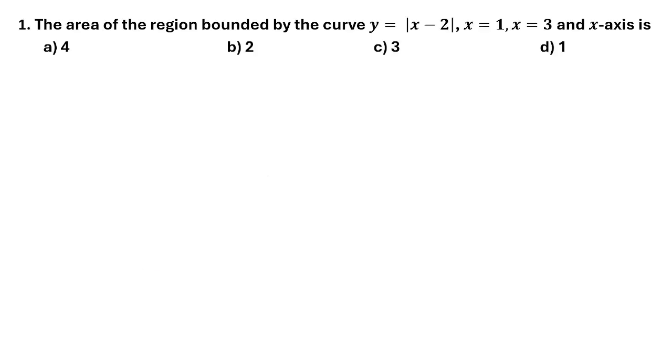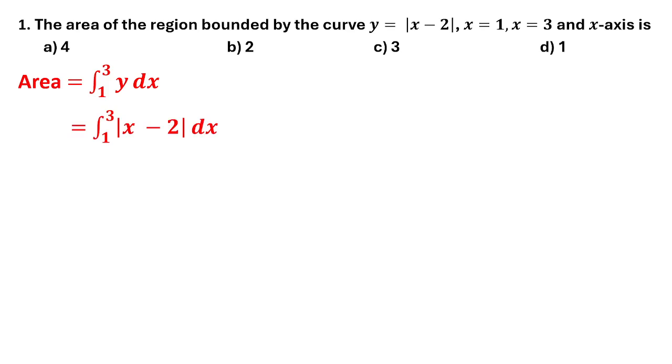The area of the region bounded by the curve y is equal to mod x minus 2, x is equal to 1, x is equal to 3 and x-axis. We have to first recollect the formula. The formula for area is integral a to b y dx, because it is y is equal to f of x, with x is equal to 1, x is equal to 3 and x-axis involved. Therefore, it is 1 to 3 mod x minus 2 dx.